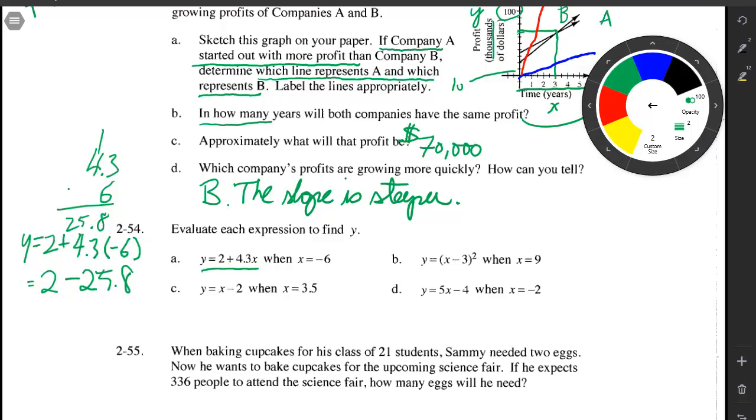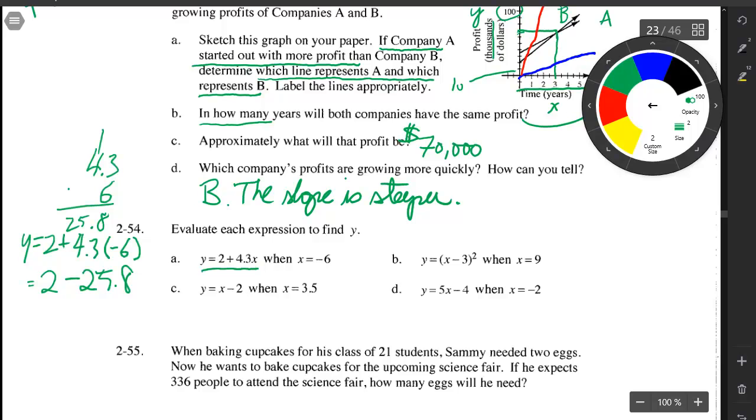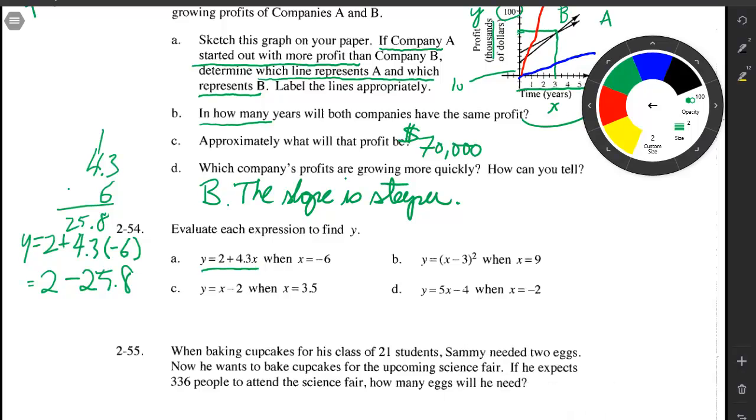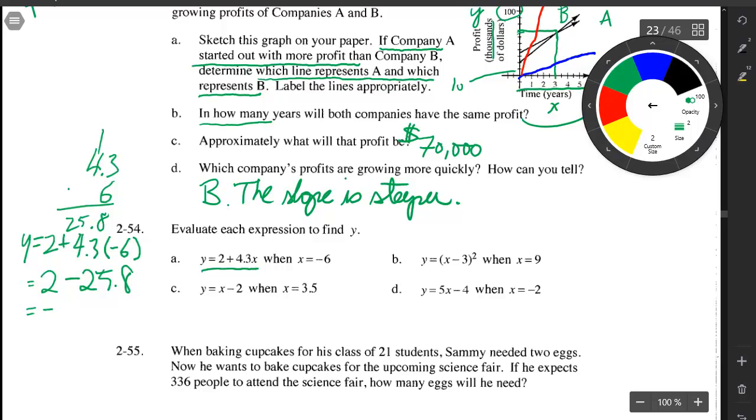And 2 minus 25.8 should give you minus 23.8, right? Another way of looking at it is on a number line. If this is 0 and you're at 2, you want to minus 25.8. So you have to still cross 2 units before you get to 0. So it's got to be negative 23.8.